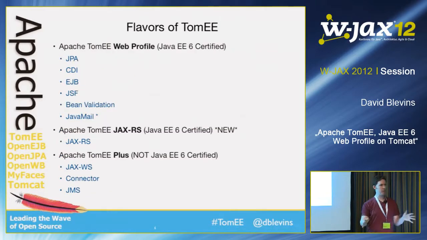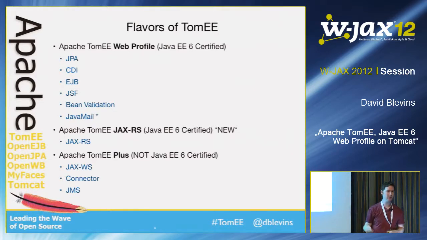So we have basically three distributions of TomEE. So we've got the web profile version. That includes all the web profile technologies. In addition, we've added JavaMail. It's a small little library. It's very useful to send email. So we added that to our web profile version. We just recently came out with a new distribution which contains all the web profile stuff plus JAX-RS. And we did that simply because a lot of people didn't want to also have JMS and full-on web services in there. They just wanted basically what is going to be the web profile in Java EE 7. So we came up with another distribution of that.